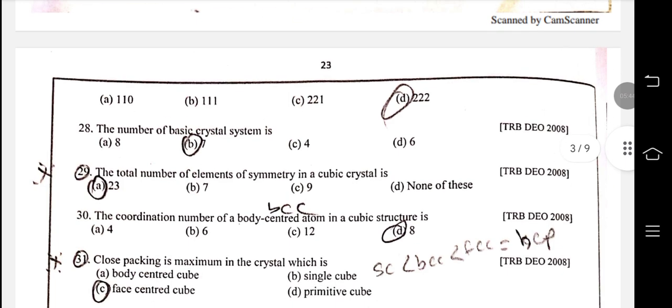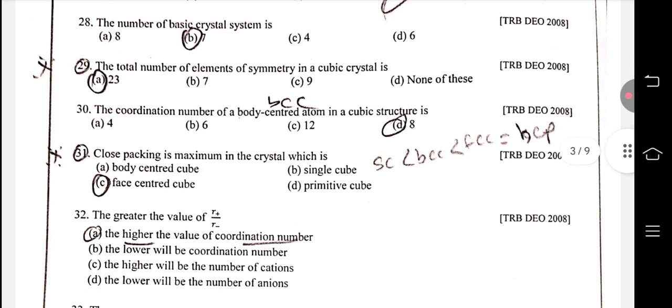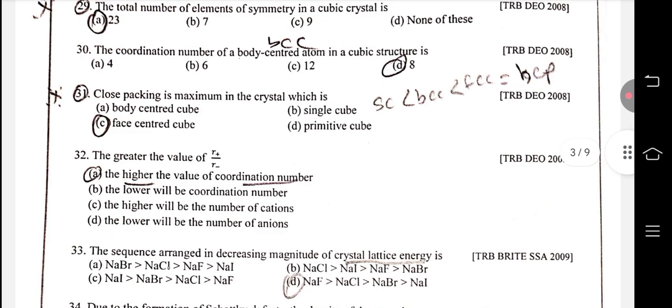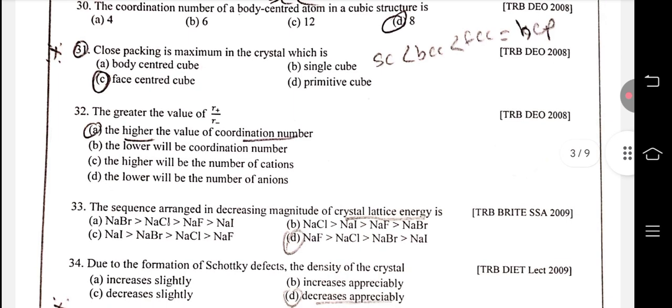Therefore, 2, 2, 2. The number of basic crystal systems is 7 types. We know the total number of elements of symmetry in cubic crystal is 23. The 7 types, highest symmetry cubic தான் இருக்கு. The coordination number of BCC atoms in cubic structure is 8. The close packing maximum in the crystal is FCC structure, FCC then BCC. FCC also equal to CCP.